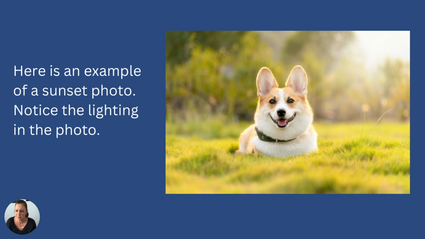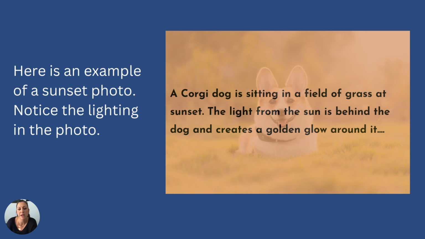Does that make sense now? So here's what I would write for this one. The alternative text I would write is, a corgi dog is sitting in a field of grass at sunset. The light from the sun is behind the dog and creates a golden glow around it. And you can go so on and so forth from there, but you get the idea. So you'll focus on what's relevant to the context when you write alternative text.